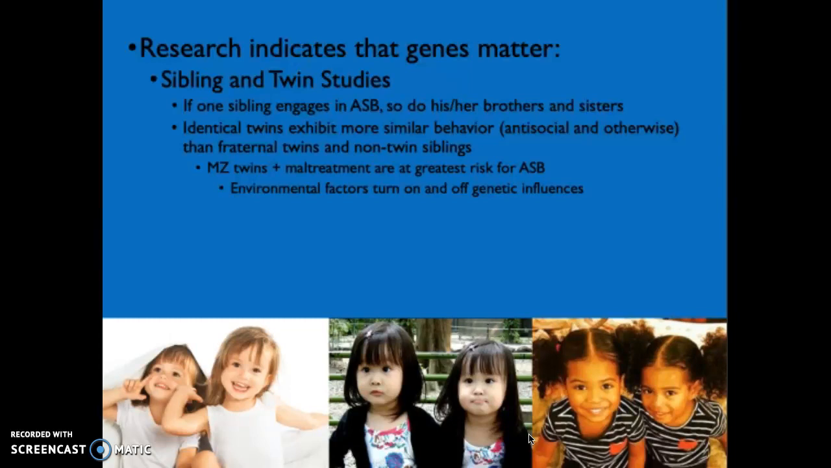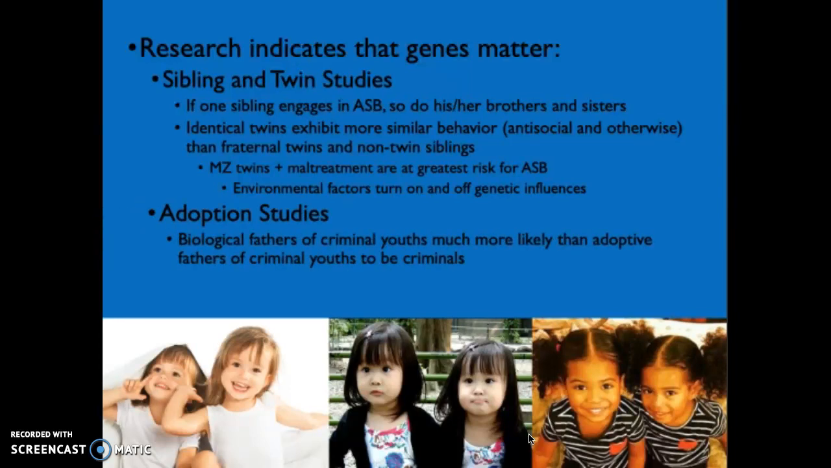Siblings could share an environment, but they are years apart, usually at least 1 year, 9 months, 10 months. So that's something else to consider. If one sibling engages in antisocial behaviors, we do see that siblings, brothers and sisters, are more likely to do this as well. But we do see that identical twins are more likely to than non-identical twins and other siblings. So again, we're seeing that genetic component very strong even within siblings and other types of twins.